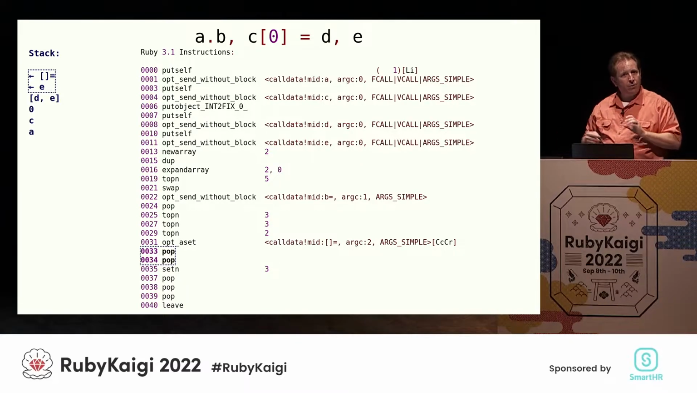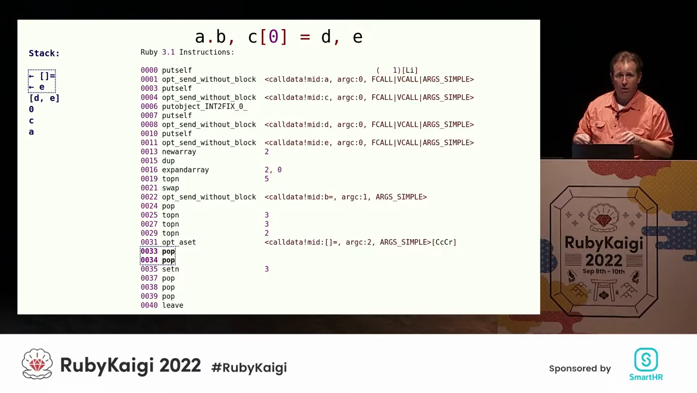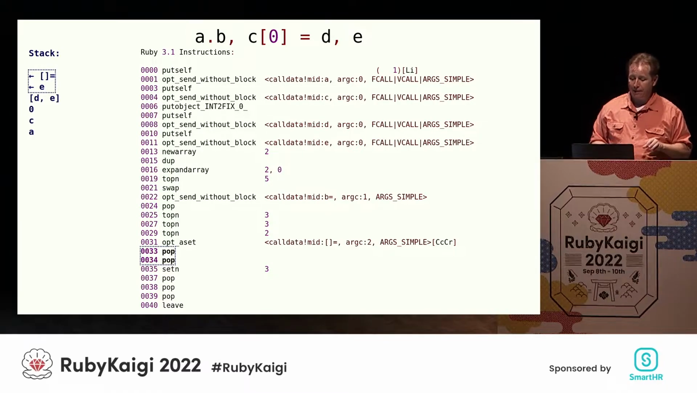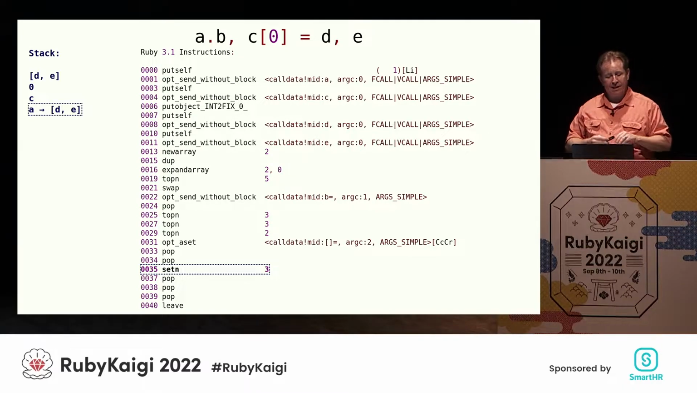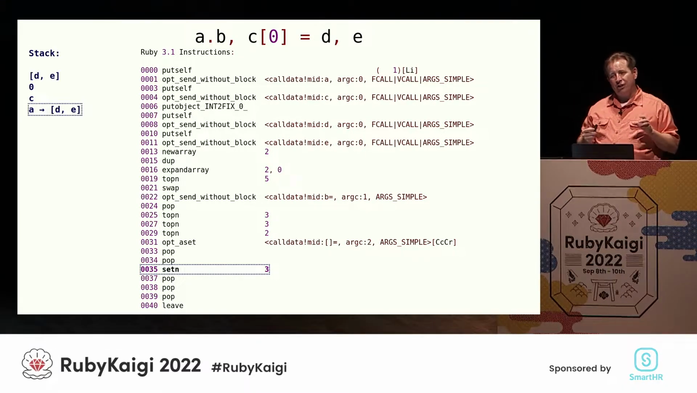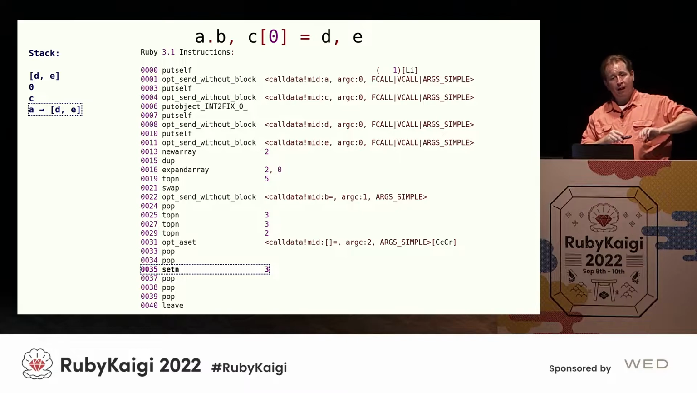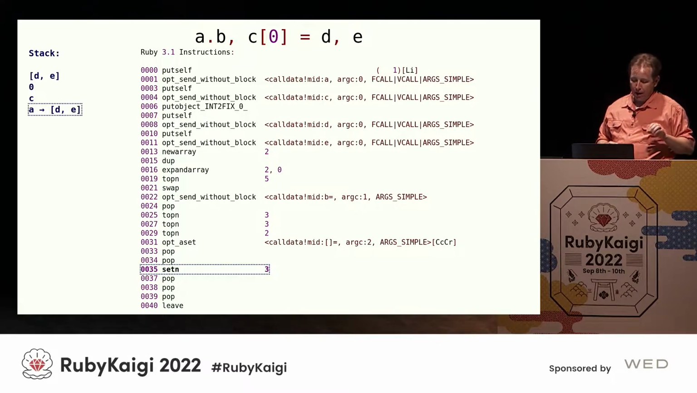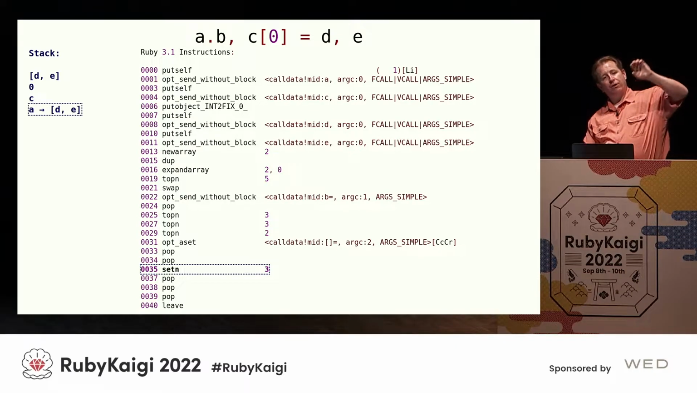That return value is not needed, so it's popped from the stack, and the return value of E is no longer needed, so that's also popped from the stack. Now the next instruction we haven't seen before. This is setn. The setn instruction replaces the stack position at the given offset from the top of the stack with the value that is currently at the top of the stack. So in this case with offset 3, we are replacing the bottom stack entry with the top stack entry.